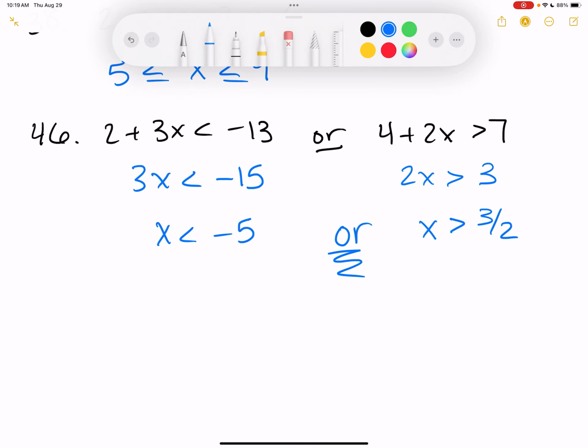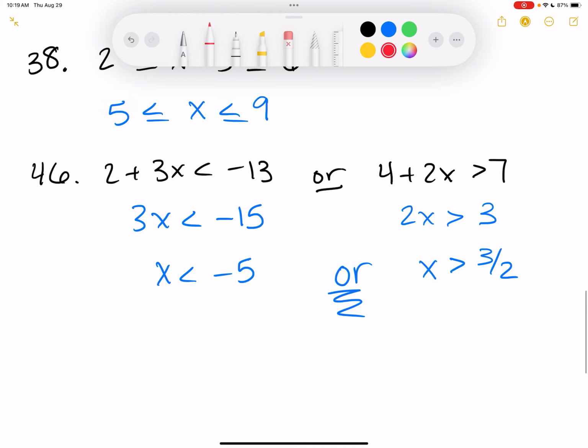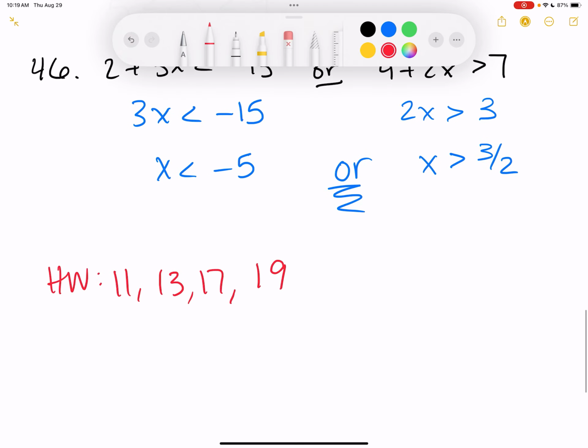Instead of a pen, do you want a motherboard? All right. Problems are 11, 13, 17, 19, 23, 29, 39, and 45.